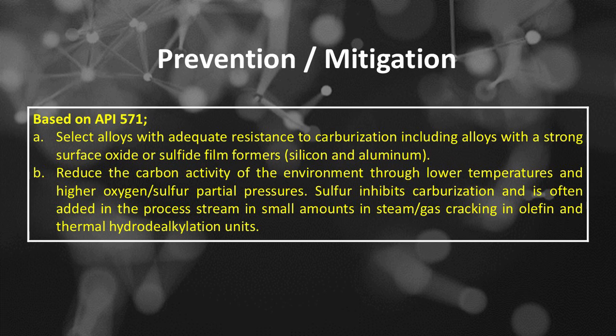The prevention and mitigation of carburization damage based on API 571. Number A, select alloys with adequate resistance to carburization, including alloys with strong surface oxide or sulfide film formers, or silicon and aluminum. Number B, reduce the carbon activity of the environment through lower temperatures and higher oxygen or sulfur partial pressures. Sulfur inhibits carburization and is often added in the process stream in small amounts in steam or gas cracking in olefin and thermal hydrodealkylation units.